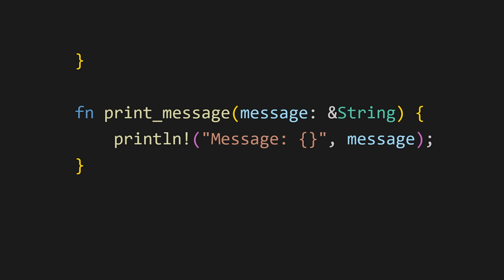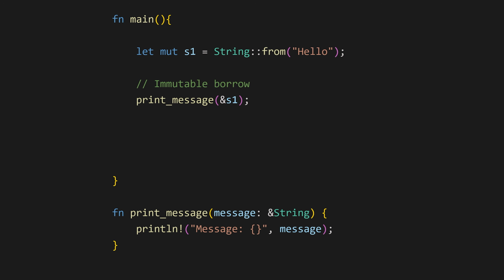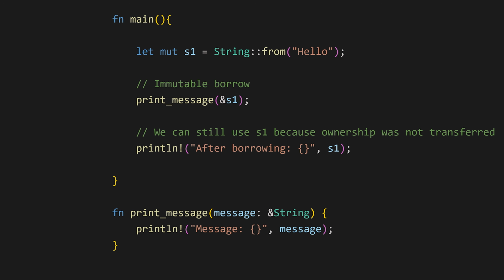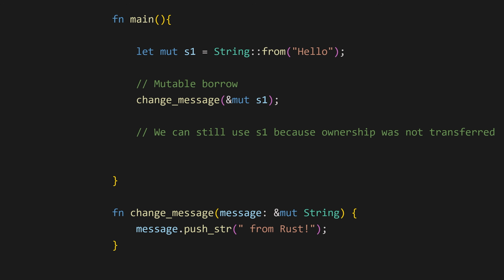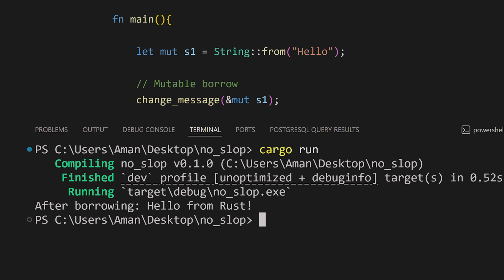By adding an ampersand, we can borrow a value instead of becoming its owner. Now, the function can use the value, but ownership stays with s1. Because ownership never changed, we can still use s1 after the function call. And if we want the function to modify the value, we can use a mutable reference. This allows the function to change the value while still keeping ownership with the original variable.